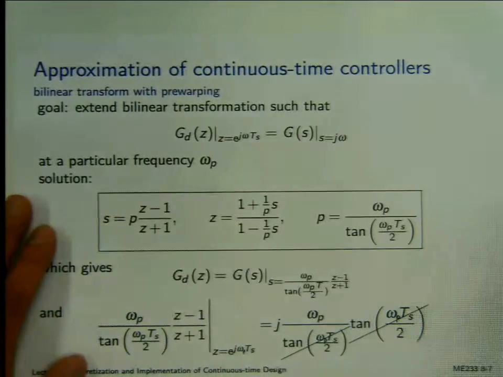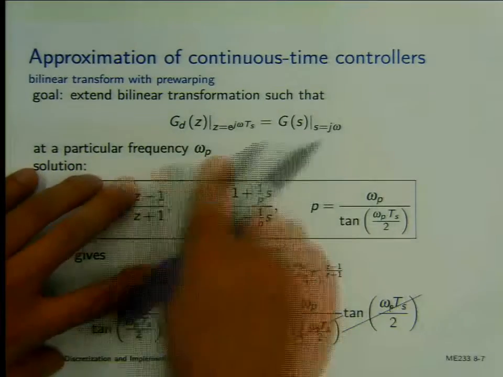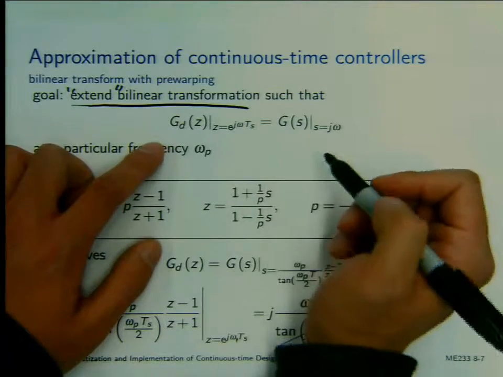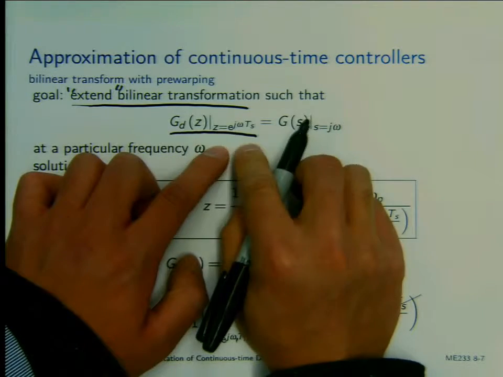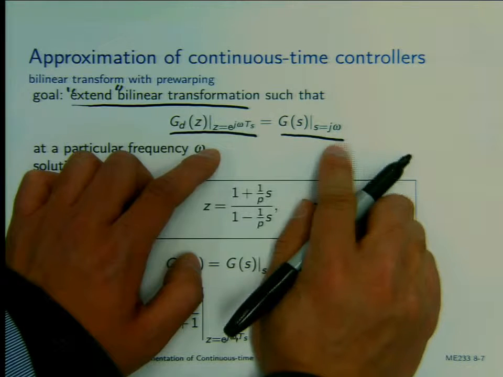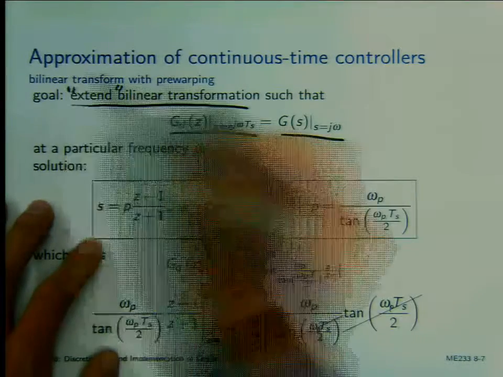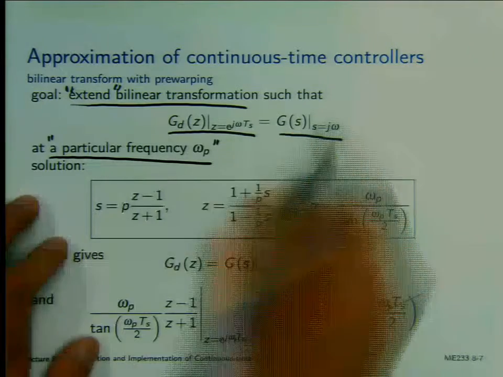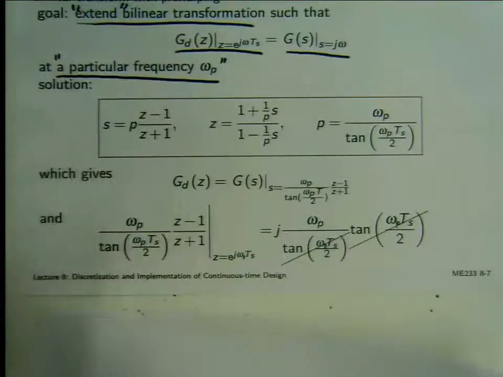So in practice, there's a way around to fix this issue, and this is discussed in this slide over here. The goal of this extended bilinear transformation is that I want to do a little bit of manipulation such that when I evaluate the discrete time frequency response by doing z equal to e^{jωTs}, I'm going to get exactly G(s), the exact continuous time frequency response at frequency ω. Okay? So this is a rough idea, but the truth is that we cannot do this arbitrarily at any frequency. We can do it at a particular frequency, let's say ω_p. Okay? And the steps to do that are actually not very difficult.